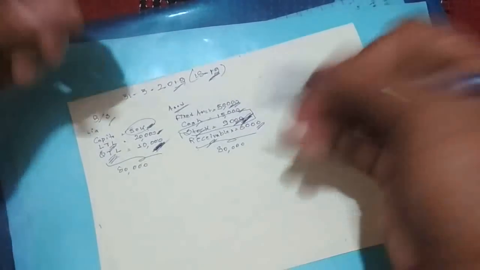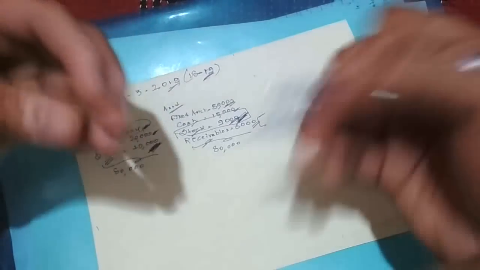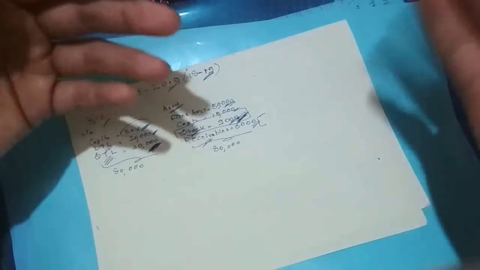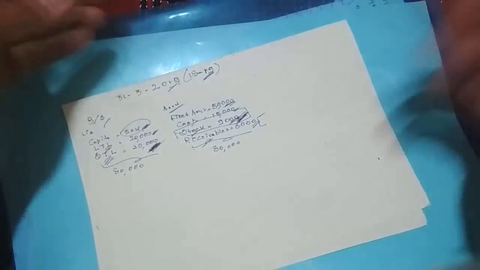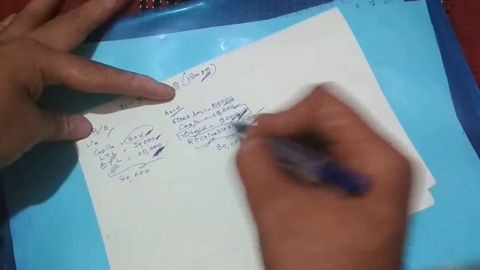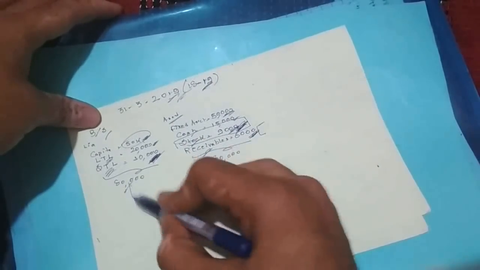Receivables. What are receivables? Receivables mean that you will receive this amount in the future. It can be anything. Let's say you have sold your goods on credit basis. You have given someone your product, but you will receive the payment after one or two months. So this will be included in the receivables. So the balance sheet position at 31/3/2019 is this, the two sides balanced.